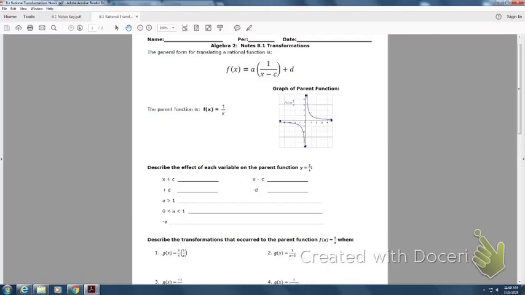Okay, so let's look. Getting started on this, the first thing we need to do is just identify the asymptote. And that is the boundary line that the graph approaches but never touches.